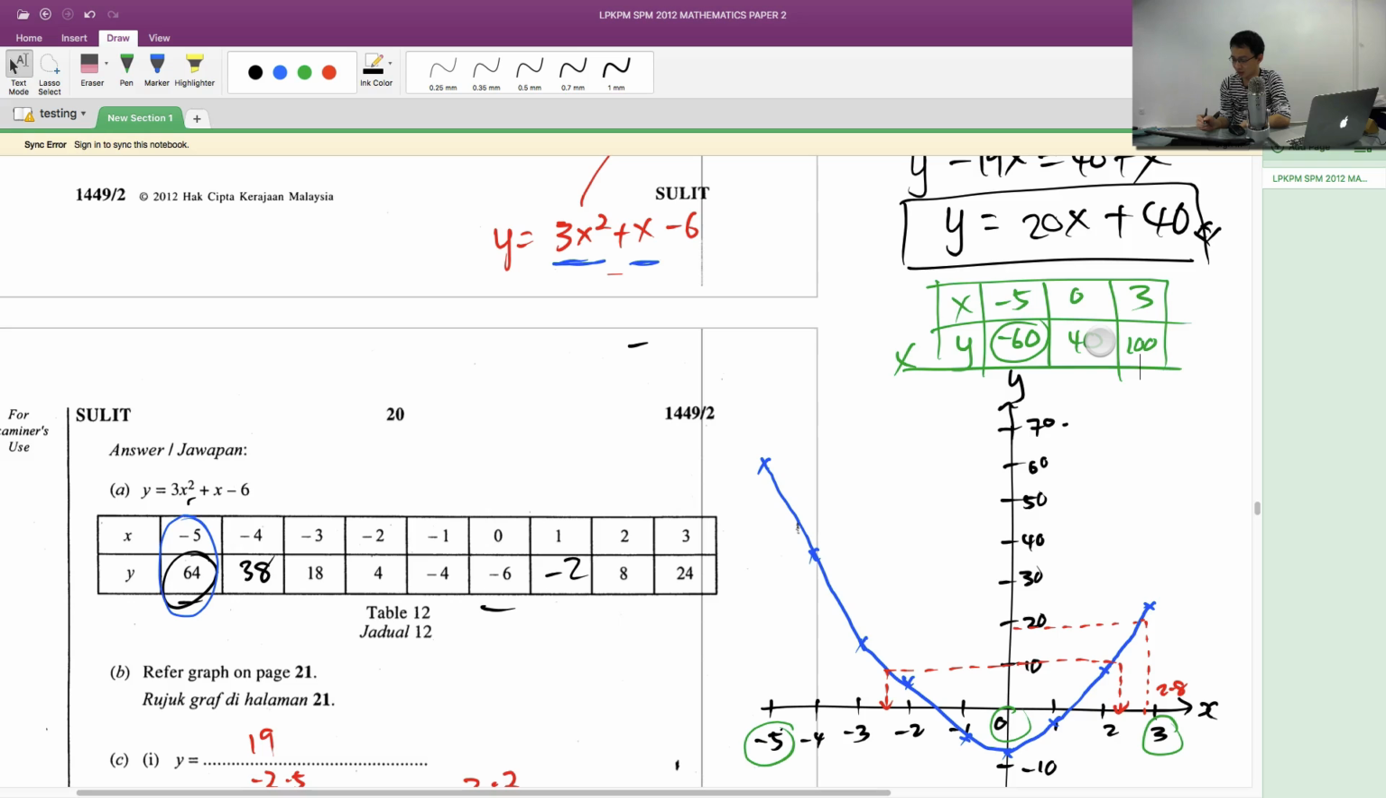So I will try to use some smaller ones, since this doesn't work. Maybe I try -2. Substituting -2 into x here, you will get 0 for y. And I try 1, you will get 60. Okay, now I have 3 points already. First is -2, 0, first one is over here. Then 0 gives 40, and then 1 gives 60. So this should be your straight line.